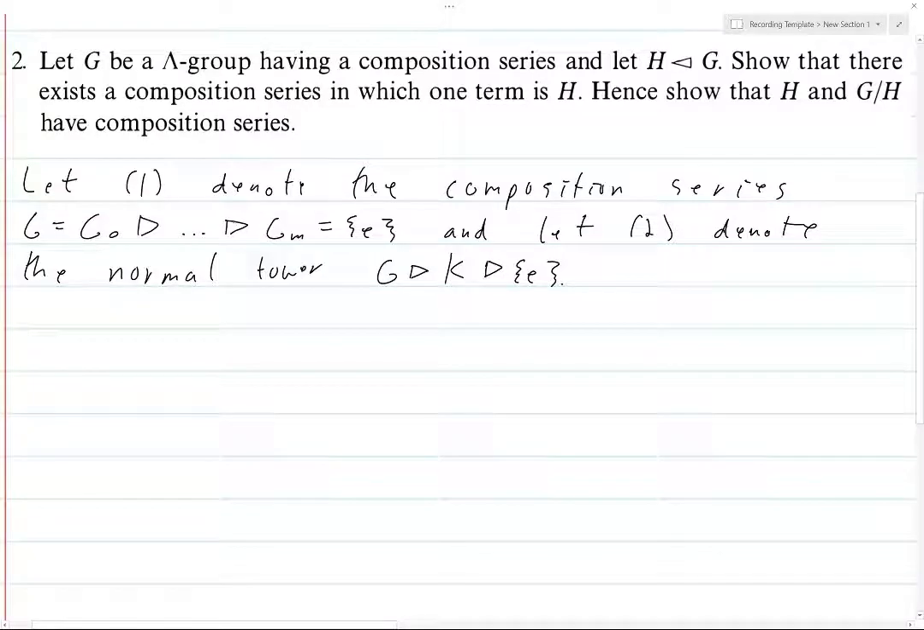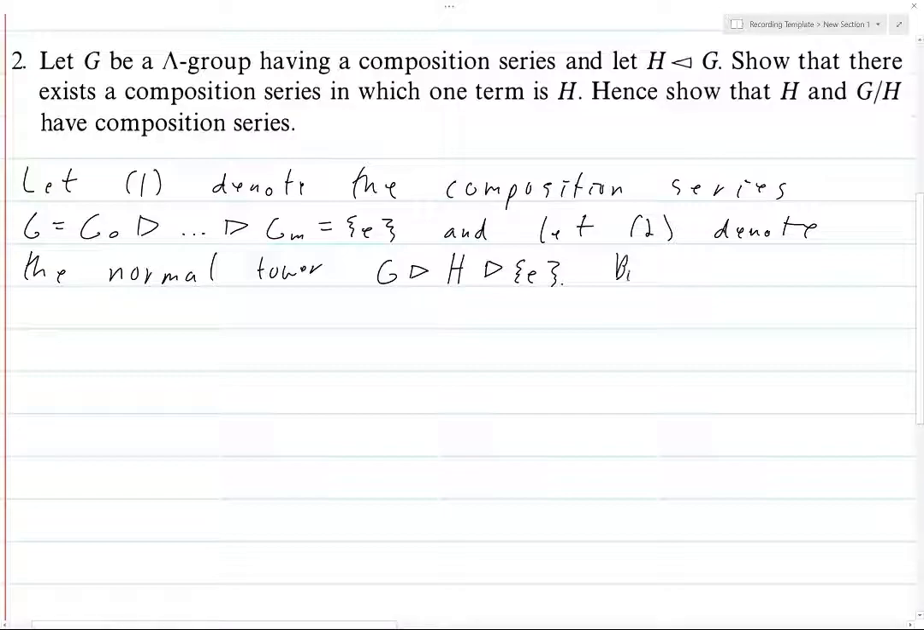The first one happens to be a composition series. This second one is a normal tower. So we're given that this is H. H is normal in G by assumption, and obviously E is normal in H because it's trivial. It's normal in everything. Okay, so let's see here.